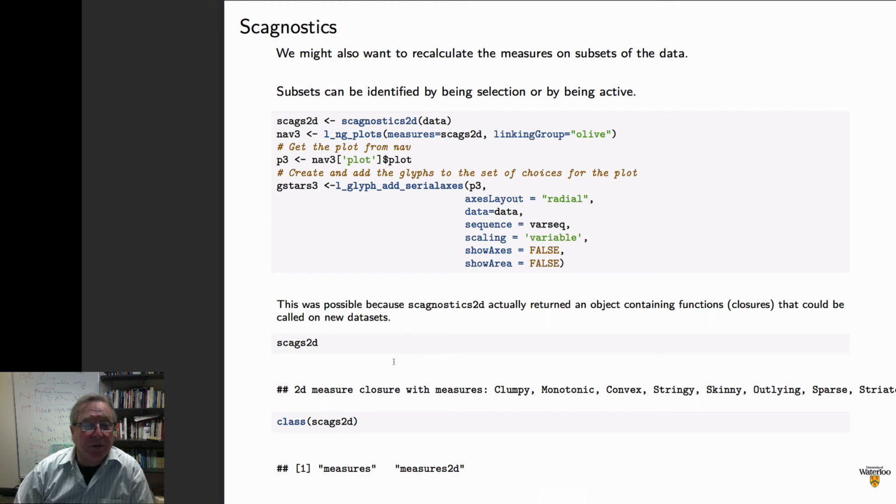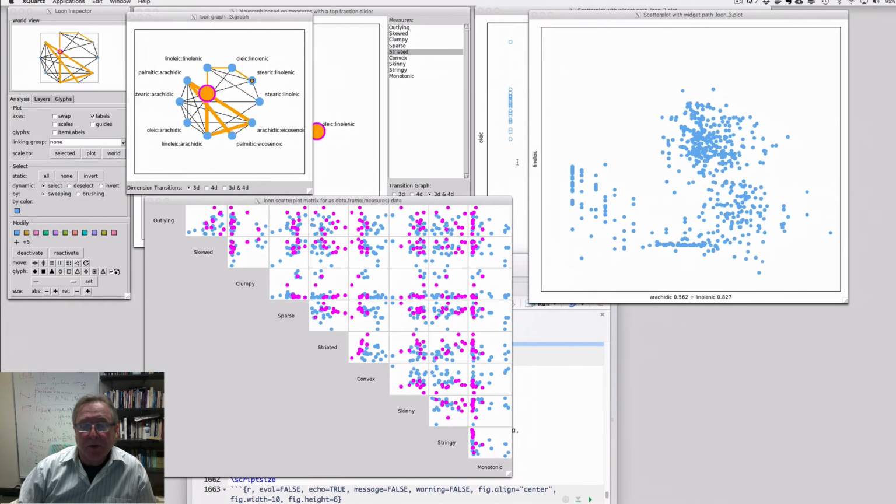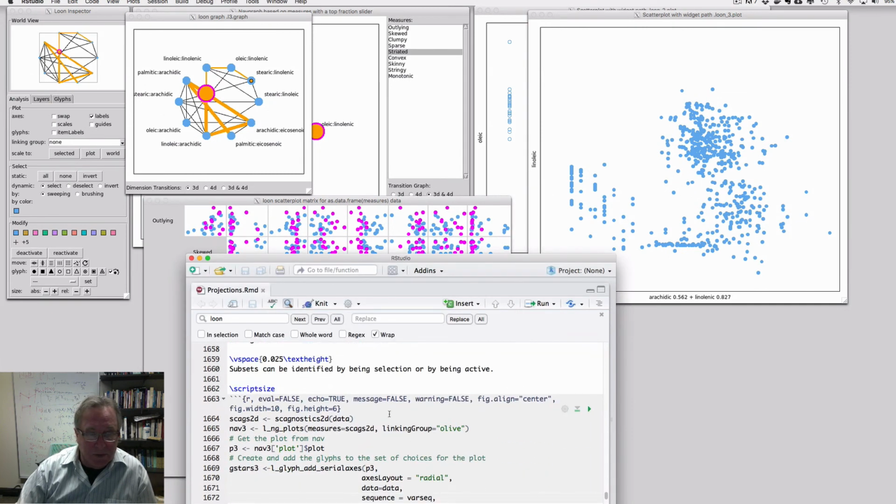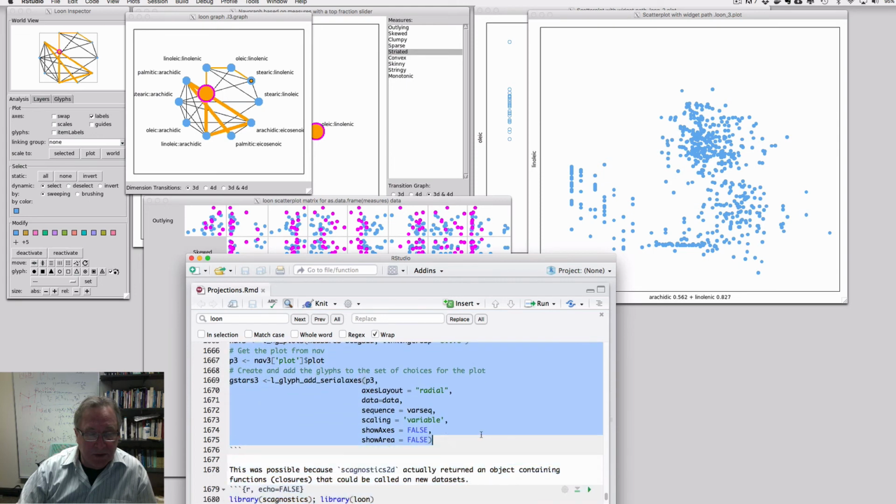The other thing is that having identified some structure, we might want to actually zoom in on subsets of that structure and see what's going on. So in addition to the scagnostics itself, in Loon there's the scagnostics 2D function, which returns a closure. These are closures, so they're functions that can be used to recalculate the scagnostics as need be. And when we execute this, you'll see we're going to get a scatterplot matrix as before. So scags 2D, and I'll just keep the stars there.